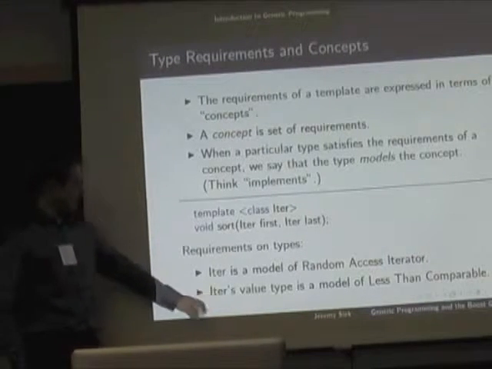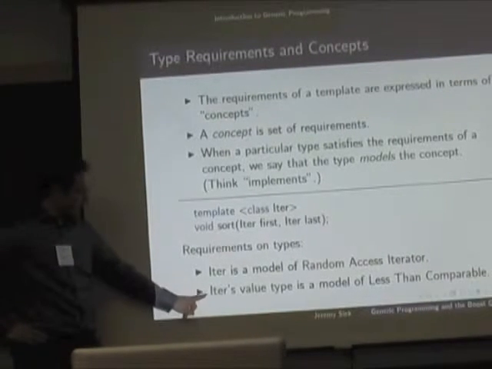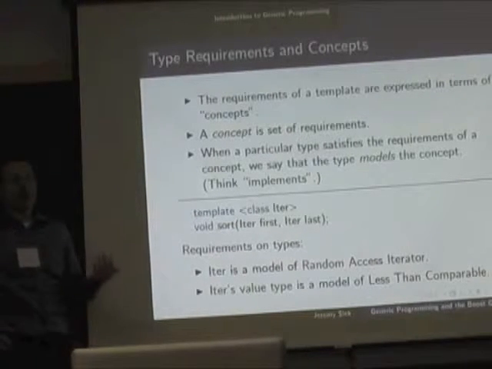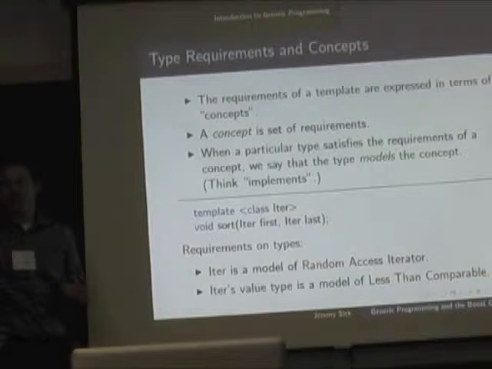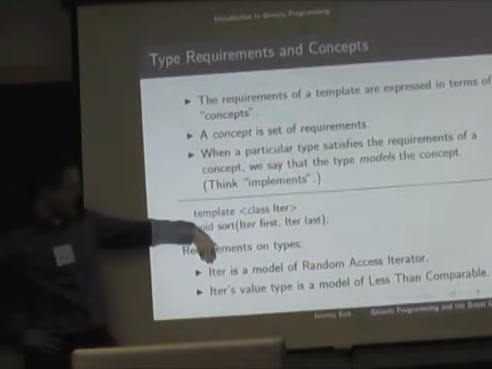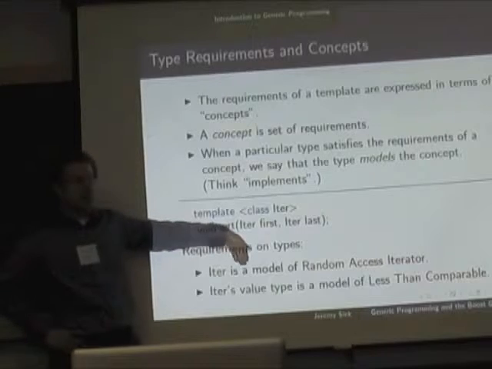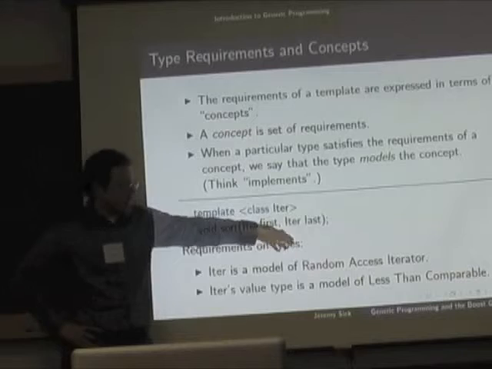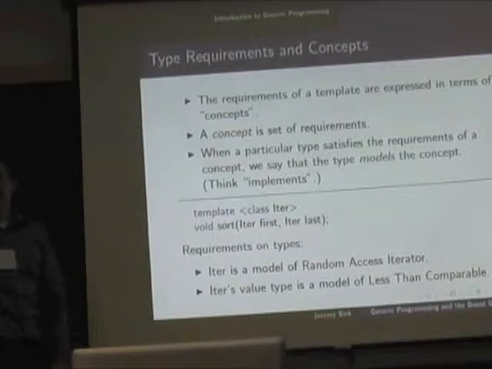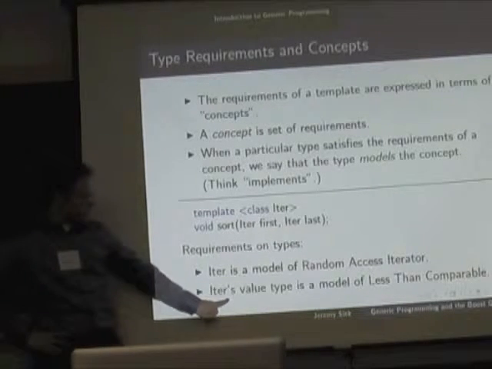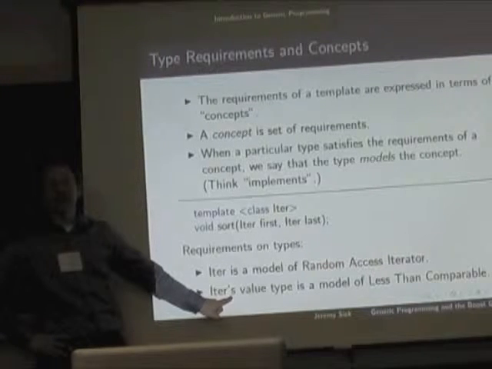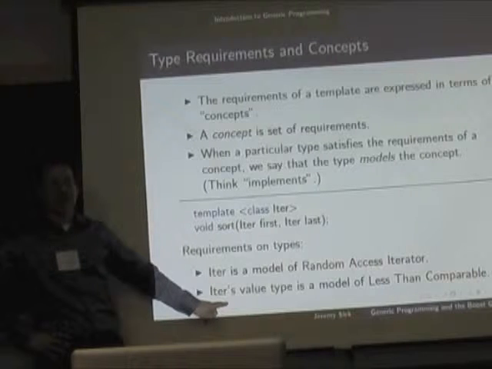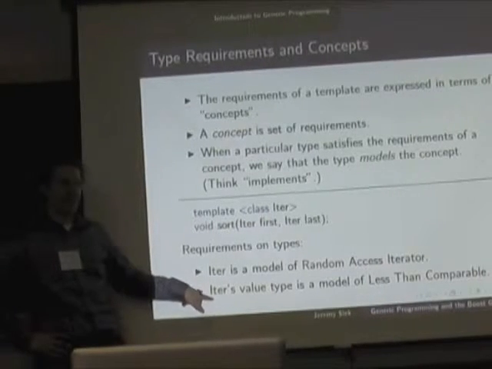One thing that's interesting here is this: iter is a model of random access iterator. That's a kind of type constraint that you might see in a lot of other languages. Like in Java, you can have type parameters and put a bound or a constraint saying that iter implements random access iterator. But what about this one? This one's actually pretty interesting and unique. There are really only a couple of languages in existence that have anything like this at all.